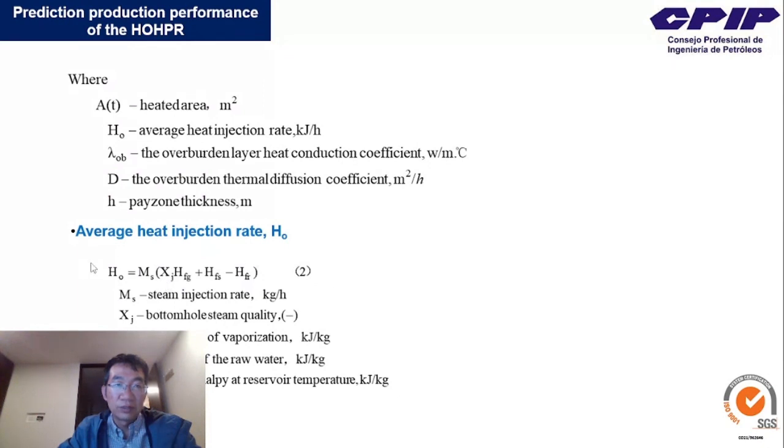The formula is here, and MS is the steam injection rate, and XG is the bottom hole steam quality, and HFG means latent heat of evaporation, and HFS is the enthalpy of the water at the surface, and HFR means the enthalpy of water at the reservoir temperature.